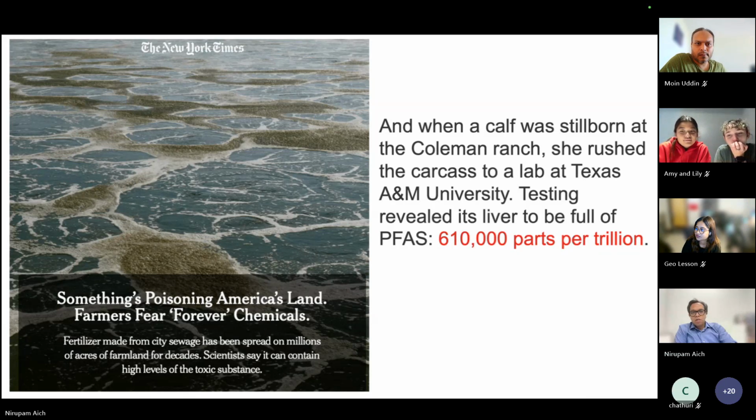Okay, so what this article talks about is a case of a Texas ranch where they found a stillborn calf, like a baby cow, which was already dead when it was born, and they tried to figure out why they were having stillborn calves. And they took the carcass of the calf to testing, and they found that there are 600,000 parts per trillion amount of PFAS in the body.